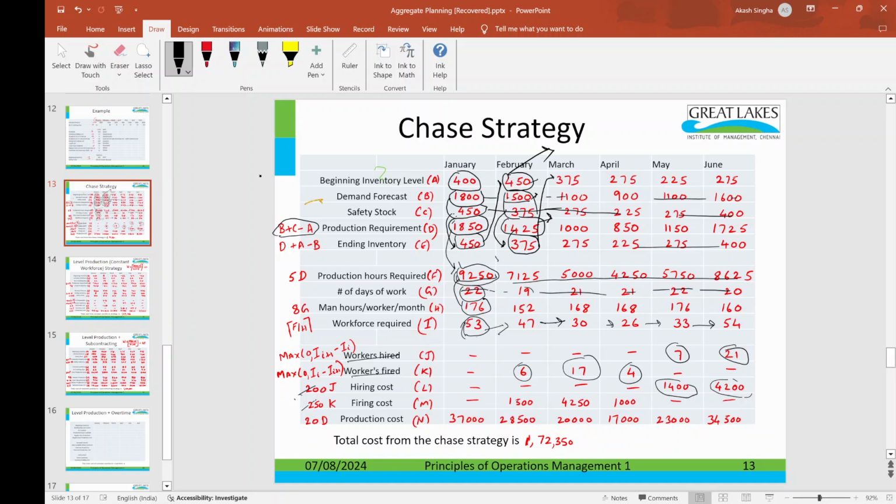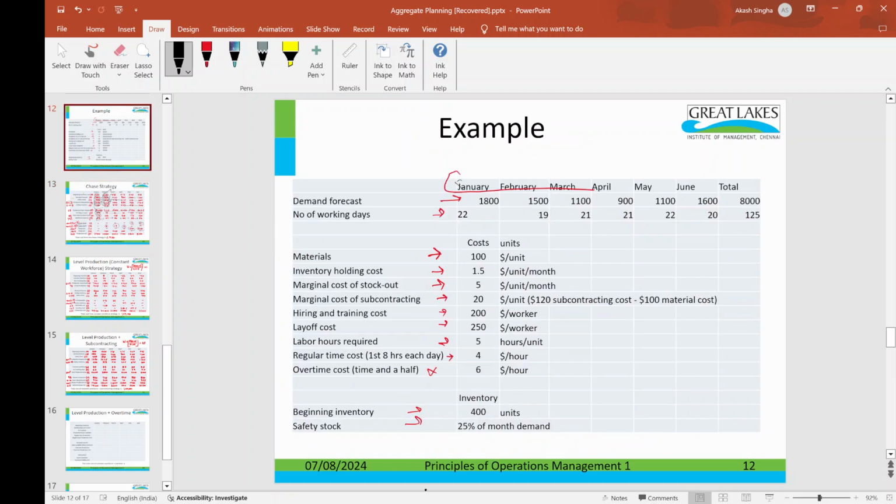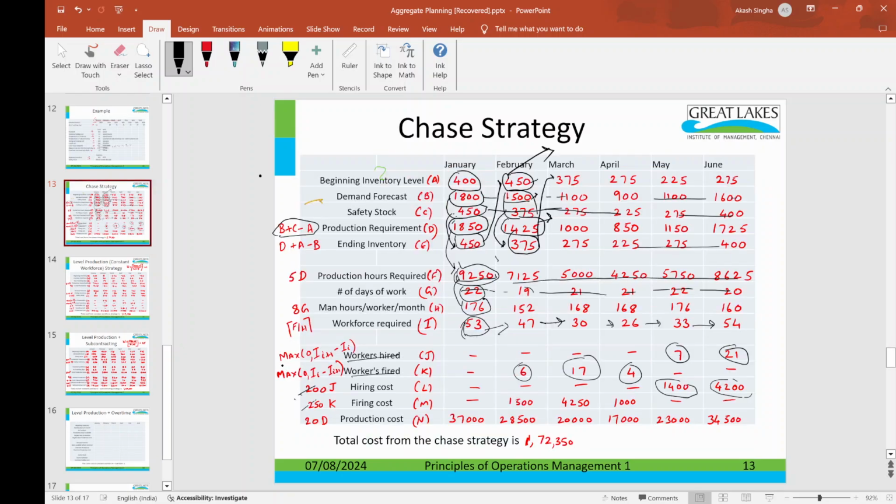And the cost per production is given in the problem. Per unit, 5 hours are needed, right? And per hour regular cost is $4. So total cost per unit is 5 into 4, which is 20. So production cost is 20 into 1850, and you can do that for all of them. If you sum all of it, like 1400, 4200 and the rest, it will be the total cost from the chase strategy.